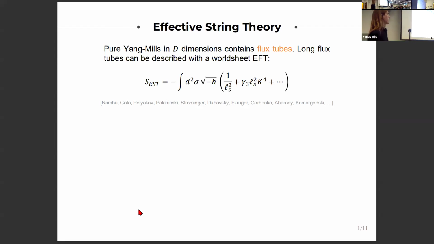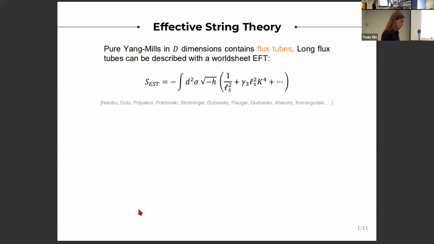So this is something that I don't need to spend any time on. We're interested in this, everyone in this room, in confining gauge theories, and for concreteness, we'll be thinking about pure Yang-Mills in 2 dimensions. And we know that this is a theory that has flux tubes, right? For very long flux tubes, these are described by some effective string theory, which has some universal piece and then some corrections that depend on some Wilson coefficients, right?